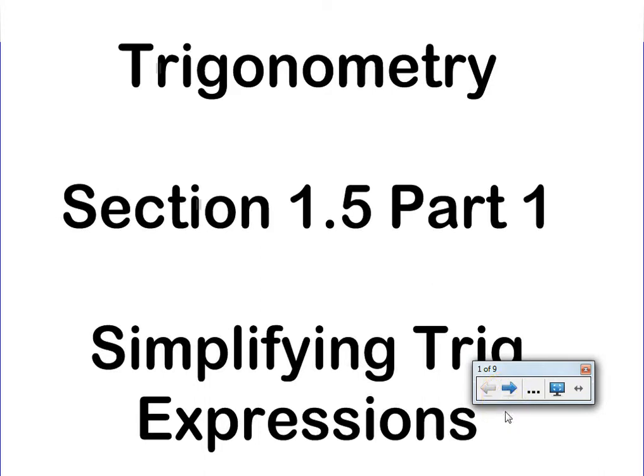Lesson 1.5 is actually our last section in Chapter 1 before our test. However, 1.5 is kind of daunting, so we're going to break it up into two parts. The first part, we're just going to concentrate on simplifying trigonometric expressions. Tomorrow, we're going to talk about proving trigonometric identities.